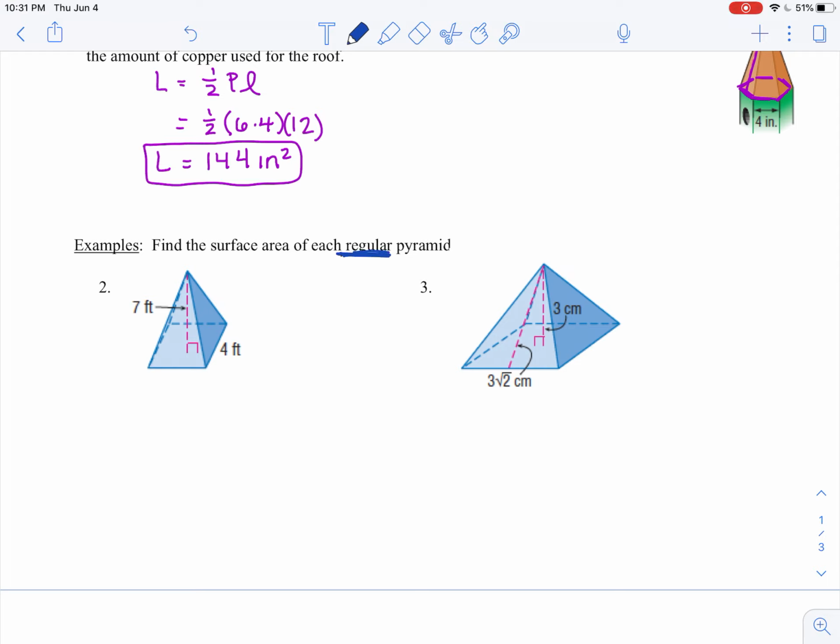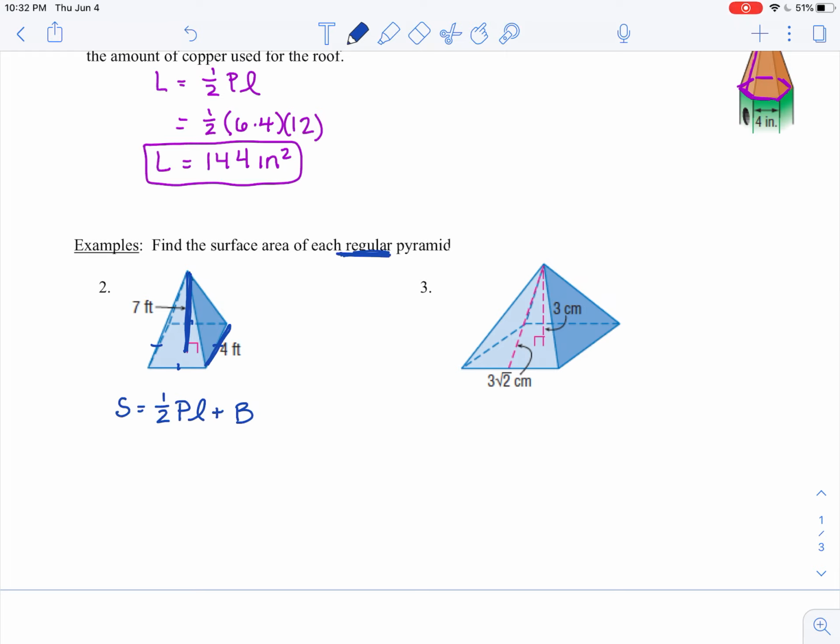So our surface area is our lateral area, 1/2 perimeter of the base times the slant height, plus area of the base. When you take a look at this picture, we have the length of each side of the base as 4 feet, and of course they're all the same. We also have the normal height drawn in as 7 feet, but we're missing the slant height.